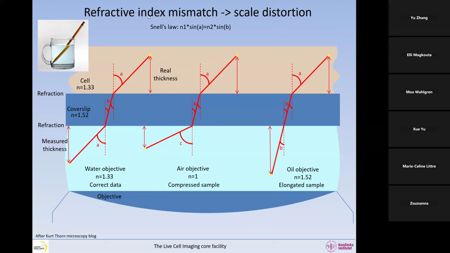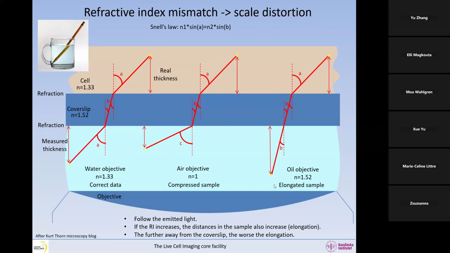And regardless of where in your sample this bead is, you will always get the same angle. But if you do not match, this is what happens, and we get an object that is either compressed or elongated. So how to know if it's compressed or elongated? This is a little trick.